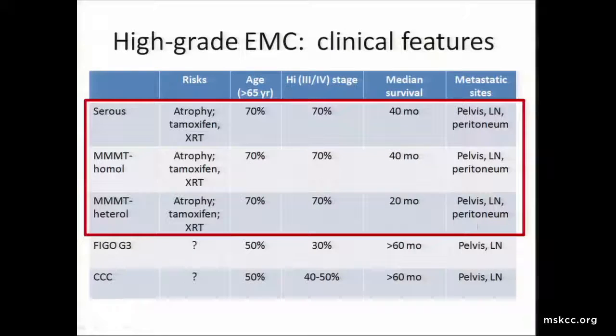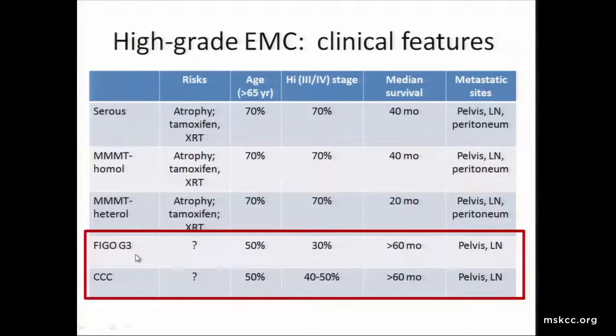So what is a very brief summary of the clinical features of high-grade endometrial carcinoma? I would lump together the serous carcinomas with the carcinosarcomas. They have shared risk factors. They arise at approximately the same age, have a similar stage distribution, and more or less similar median survivals, and metastasize to the same sites. In contrast, you have the FIGO grade 3 and clear cell carcinomas, which have arguably subtle, but I think convincingly different profile as compared to these other tumor types.